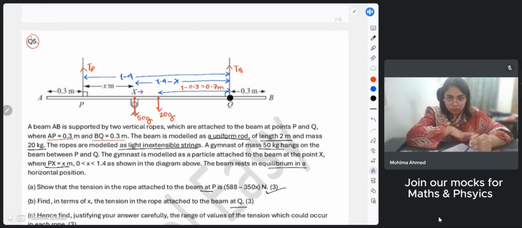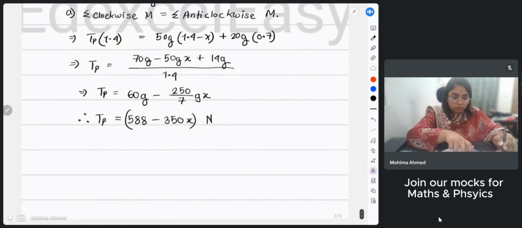These downward forces now will make the beam move in the clockwise way, and the tension at point Q will make the beam move in anti-clockwise. So we're just going to write these values and find out an expression for TQ in terms of x.